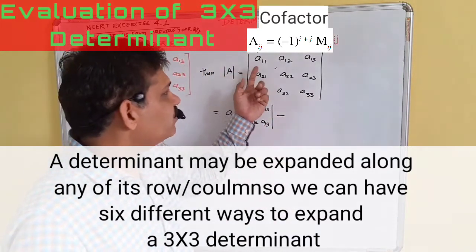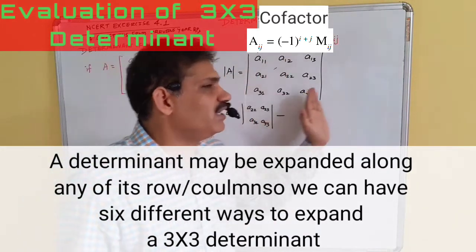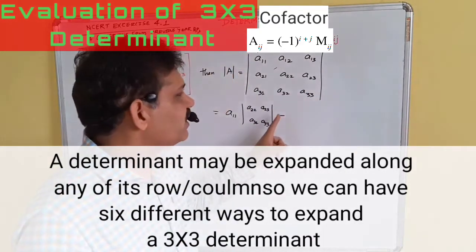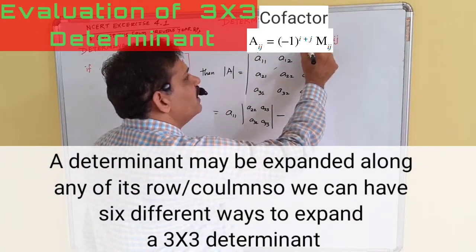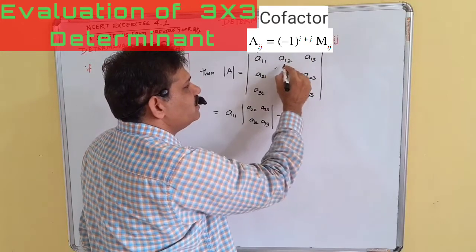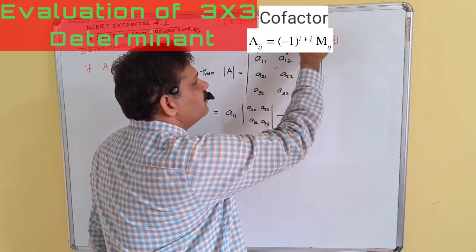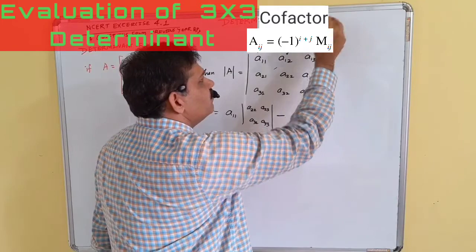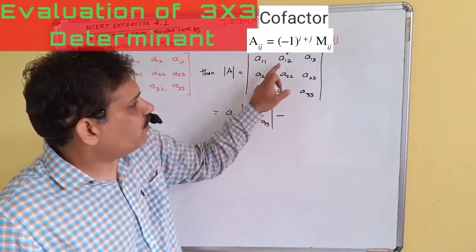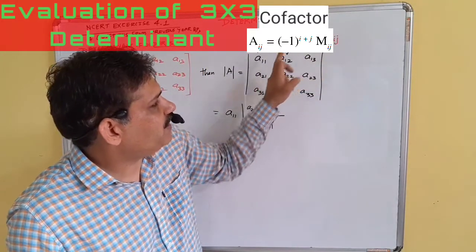क्योंकि हम हर एक एलिमेंट को उसके करस्पॉन्डिंग कोफैक्टर से मल्टीप्लाई करके ऐड करते हैं, लेकिन कोफैक्टर का साइन कैसे डिसाइड करते हैं? -1 रेज टू i प्लस j। कौन सी रो में ये? 1। तो -1 फर्स्ट रो प्लस सेकेंड, 1 + 2, ये कैसा आया? ऑड। तो ये ऑड आने पे -1 की पावर ऑड आने पे ये कैसा आएगा?